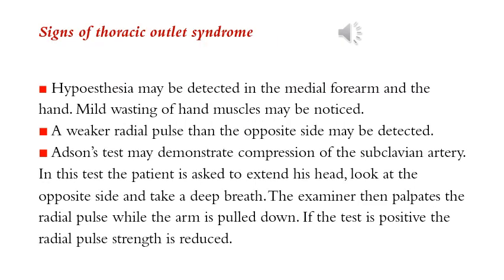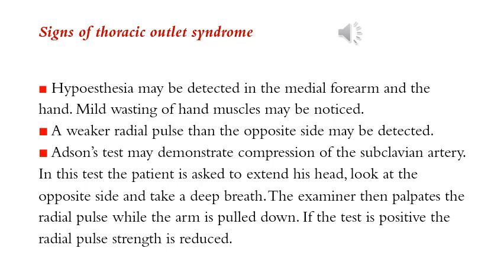تكلمنا على symptoms of the thoracic outlet syndrome which include neurogenic symptoms, arterial symptoms and venous symptoms. Now, هنتكلم على signs of the thoracic outlet syndrome. إيه هي signs of the thoracic outlet syndrome? Hypoesthesia might be detected in the middle forearm and hand. ومعهم إيش mild wasting of the hand muscle might be noticed.